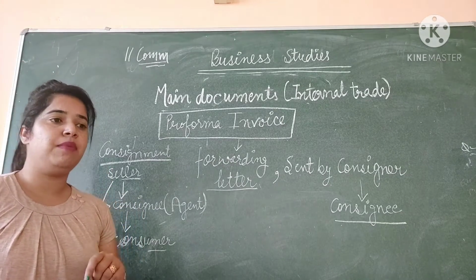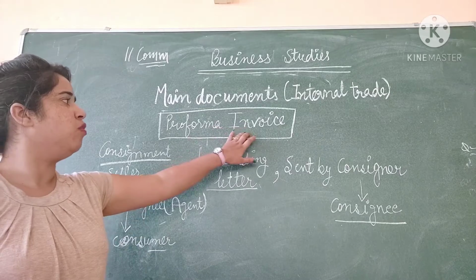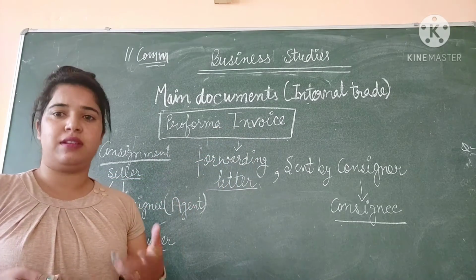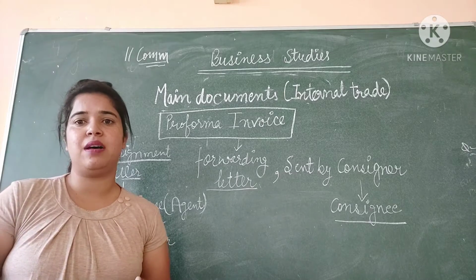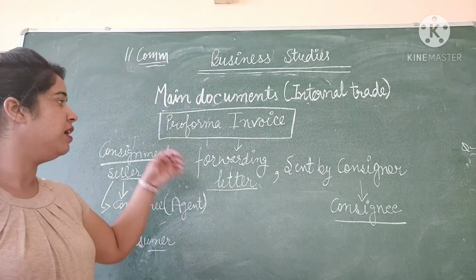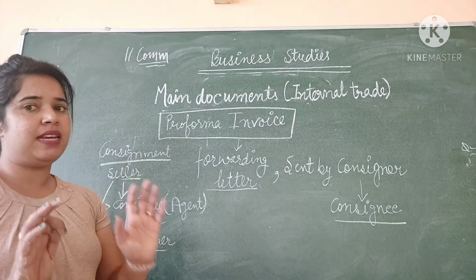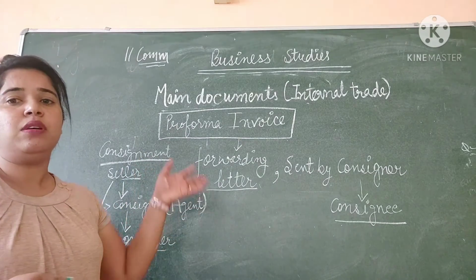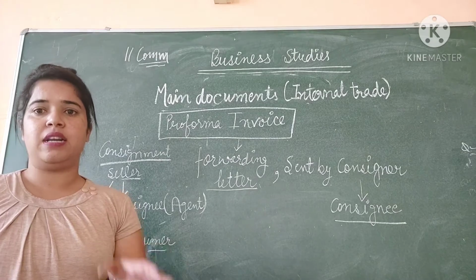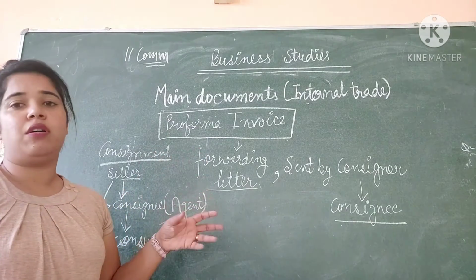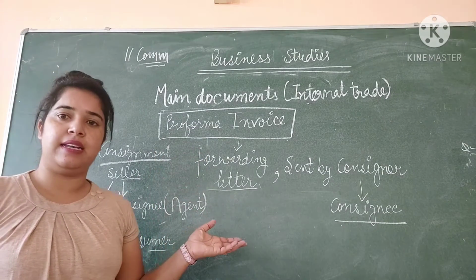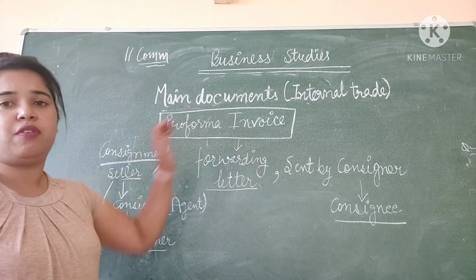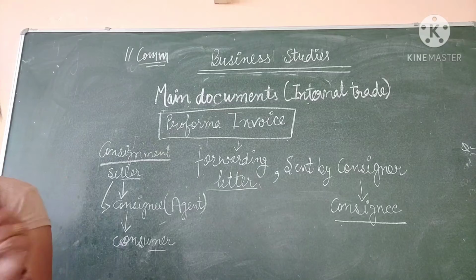And just remember one thing, that the performa invoice can also be changed, because that depends, terms and condition obviously depends upon the final agreement between the buyer and the seller. Consignee has to do only this thing, that he has to deliver the goods to the final consumer as suggested or told by the seller. So that is why there can be the changes that can be made in performa invoice by the consignor.